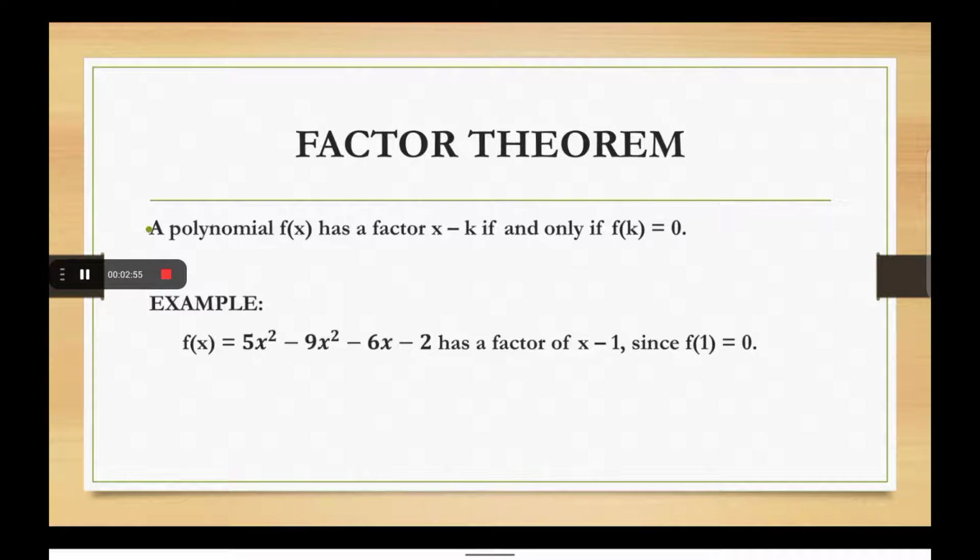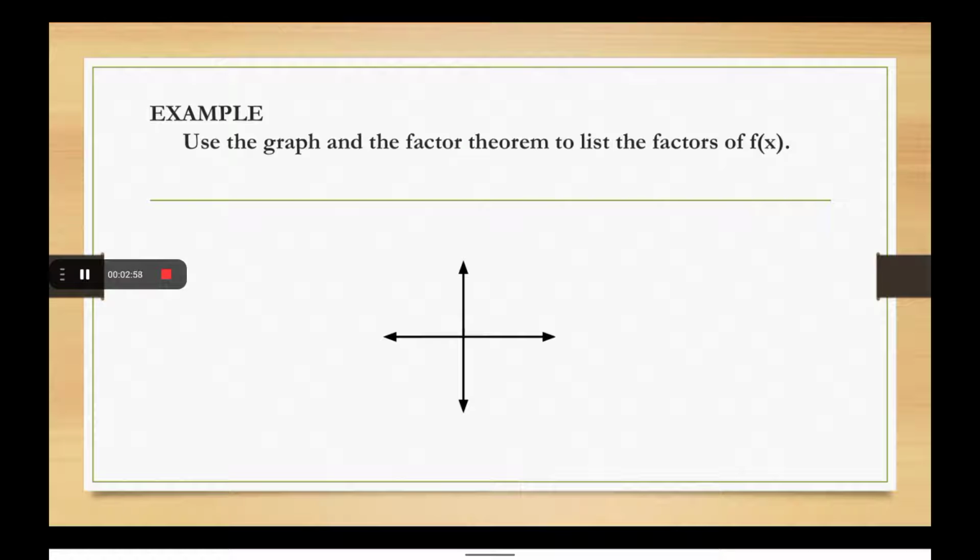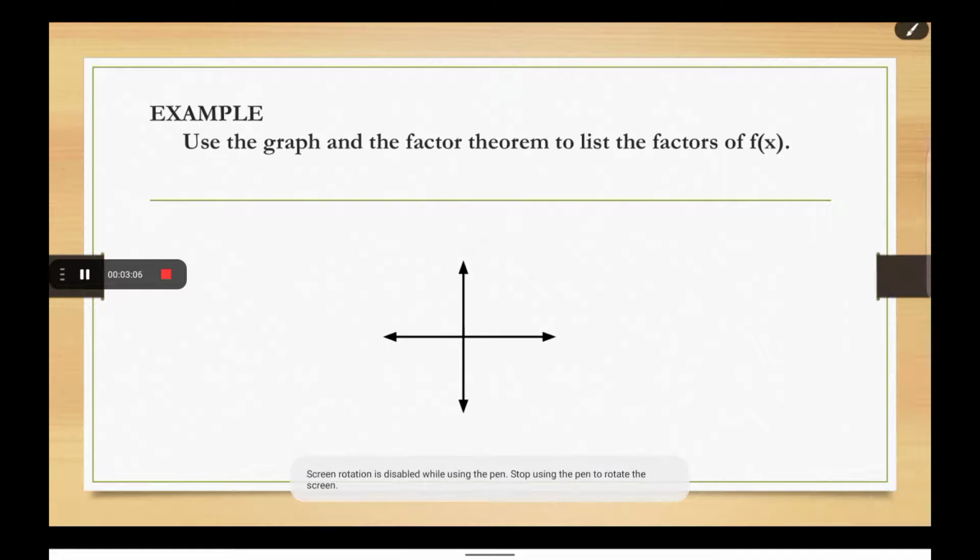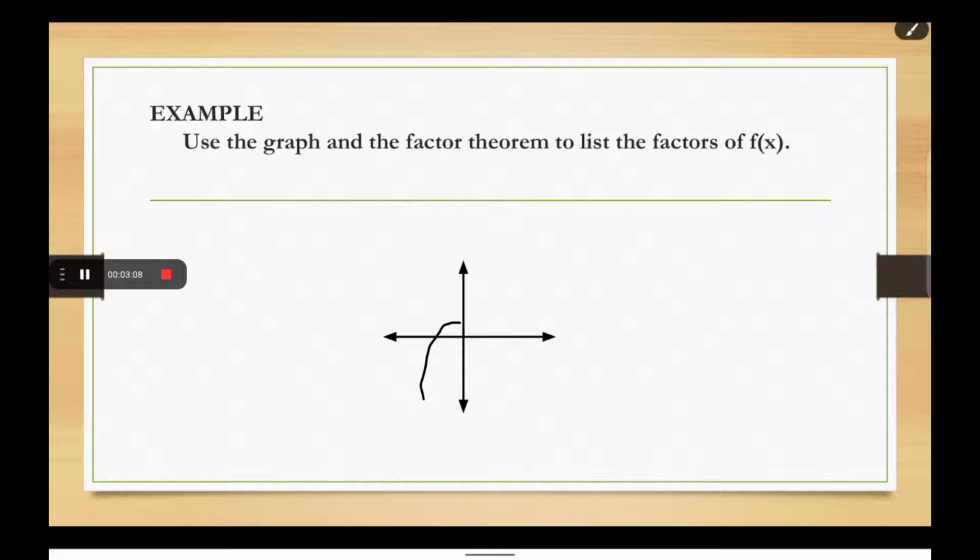Let's see another example. Use the graph and the factor theorem to list the factors of f of x. The graph is like this. Here this point is minus 2, this point is 1, and this point is 3. Here we need to identify the factors of f of x. They didn't give any polynomial, they just gave a graph. That means we just identify the factors.